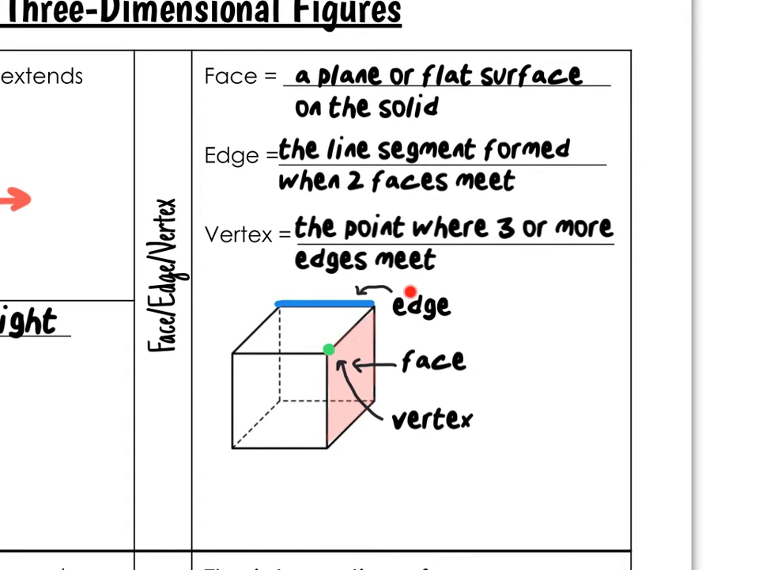Then I want you to also label edge. Here's one of the edges. It's that line segment, so I highlighted it in blue. But here's another edge right here. This is another line segment. Here's another edge. Here's another edge. You just have to label one of the edges and make sure that you mark it with a different color like I did.